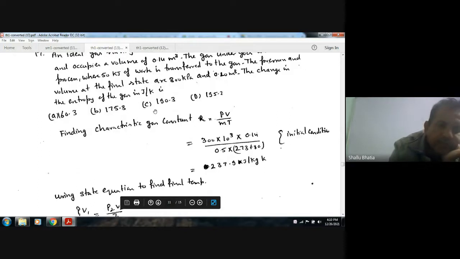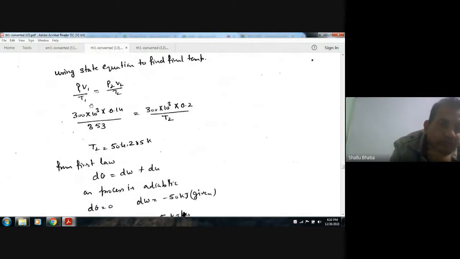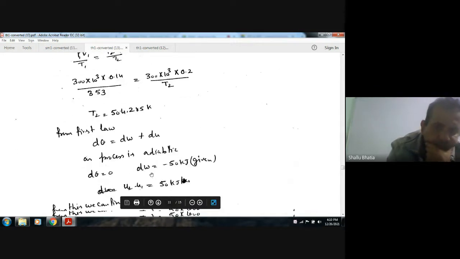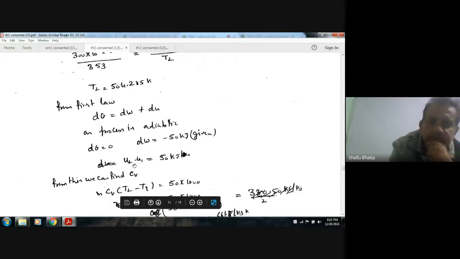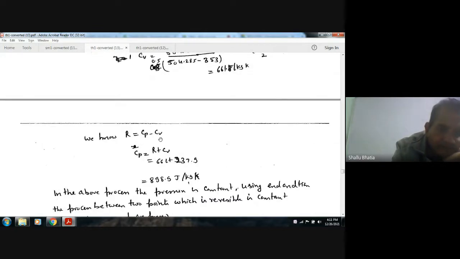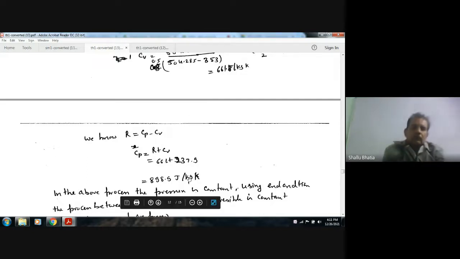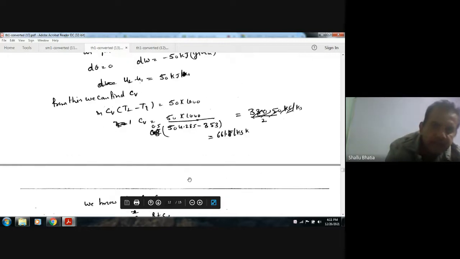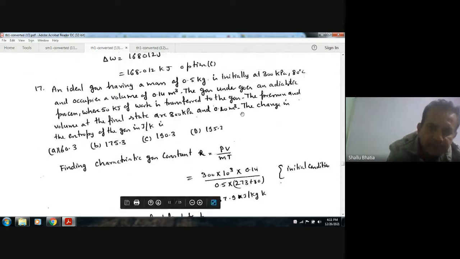Now the gas undergoes an adiabatic process. If the process is adiabatic, then dQ is zero, so dW plus dU is zero. So U2 minus U1 we can find out, that is 50 kilojoule. From U2 minus U1 we can find Cv using m Cv (T2 minus T1) equal to 50 kilojoule. So Cv comes out as 661 joule per kilogram per Kelvin, and R is Cp minus Cv. R we have calculated, Cv we have calculated, so we can find out Cp.